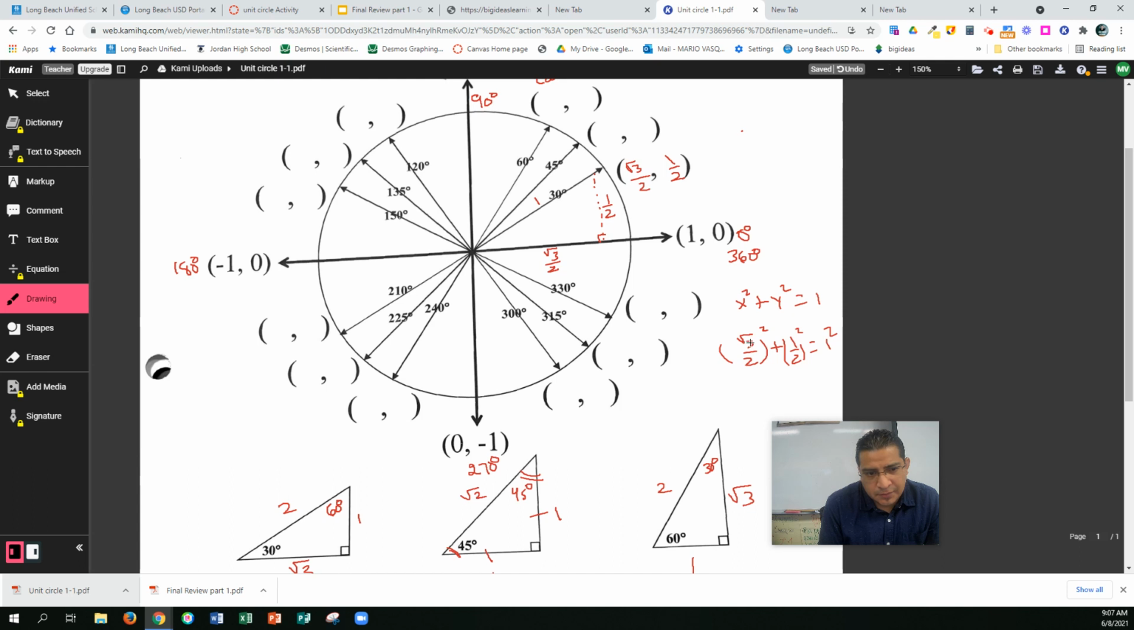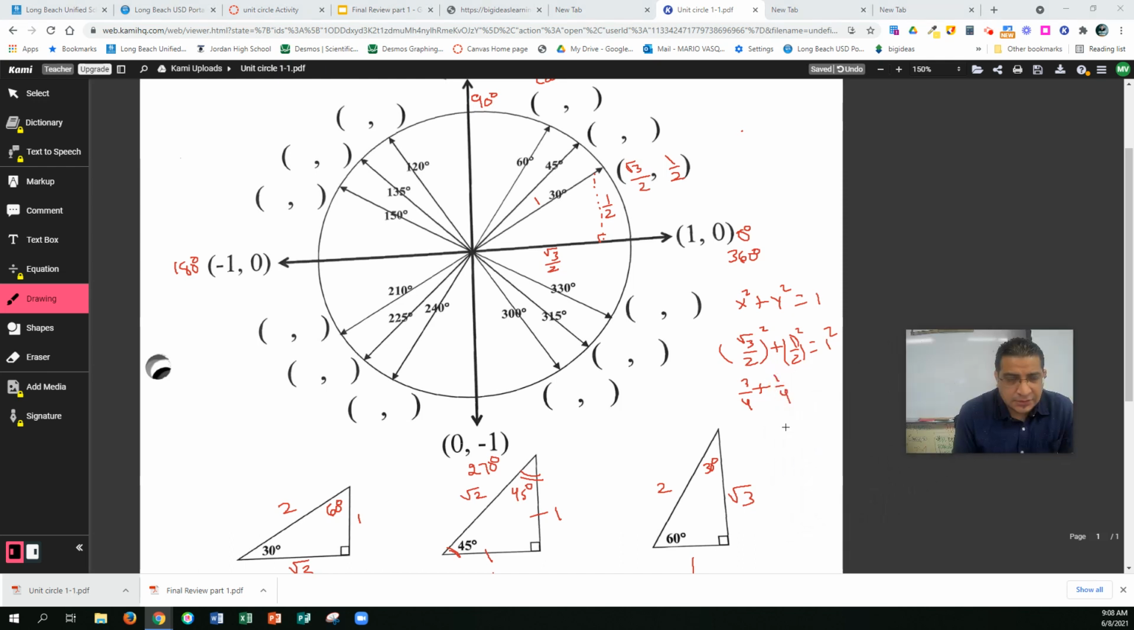So this will be, well, the square root of 3 squared will be 3, 2 squared will be 4, so this is going to be 3 over 4, plus, well, 1 squared is 1, 2 squared is 4, so this will be 1 over 4. Well, this ends up being 3 plus 1, which is 4 over 4. 1 squared is 1, 4 over 4 is 1, and 1 equals 1. Now, you don't have to derive all this. I'm just showing you so you can see the way that this works, right?